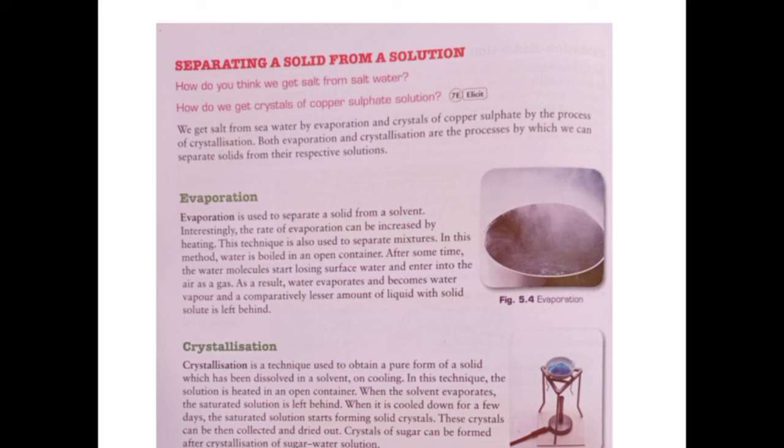Crystallization. Crystallization is a technique used to obtain a pure form of a solid which has been dissolved in a solvent. In this technique, the solution is heated in an open container. When the solvent evaporates, the saturated solution is left behind. When it is cooled down for a few days, the saturated solution starts forming solid crystals. These crystals can then be collected and dried out. Crystals of sugar can be formed after crystallization of sugar water solution.